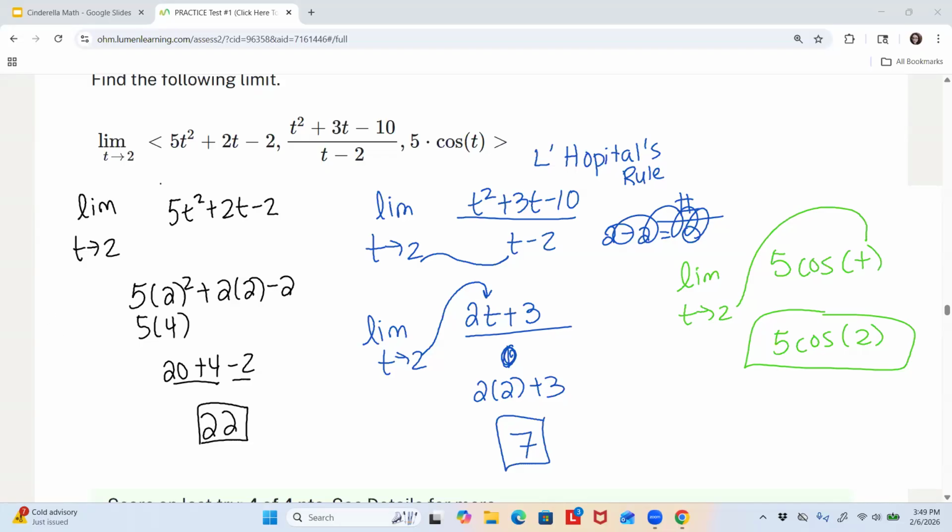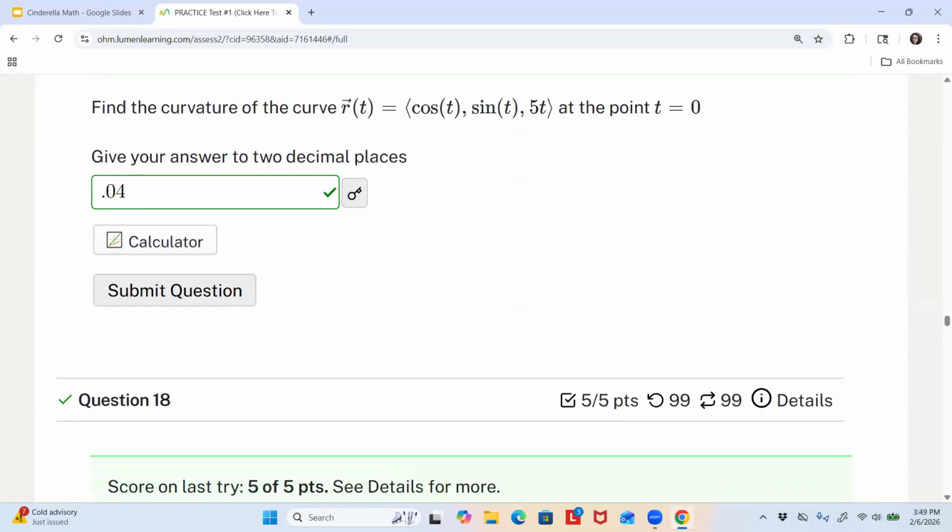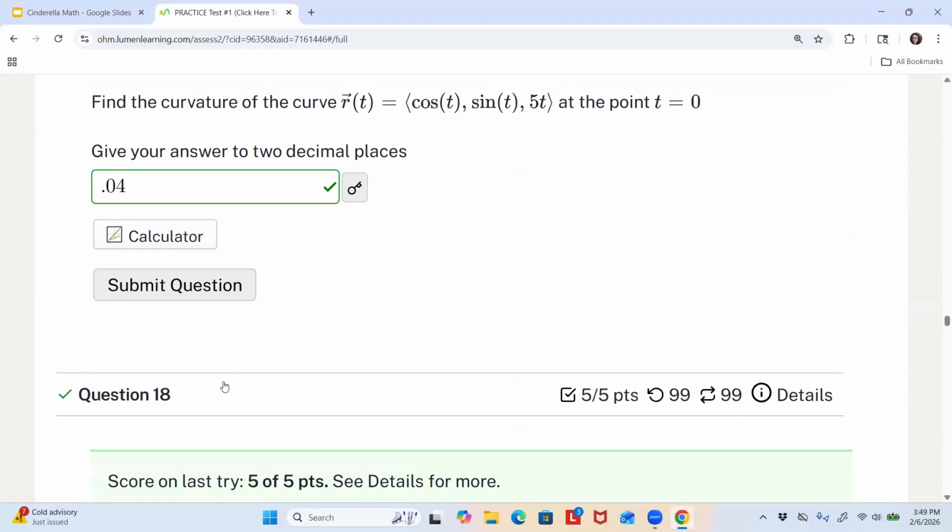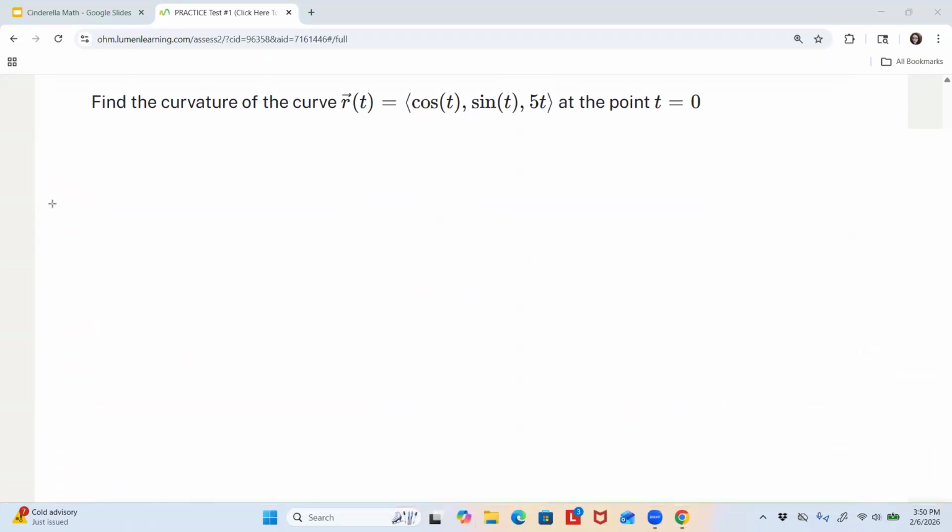Okay. 17. Find the curvature of a curve at a specific point. I think this is one of the hardest ones. It's got a lot of math to it. A lot. Okay. We need a formula here. Write this down if you're allowed a formula sheet.